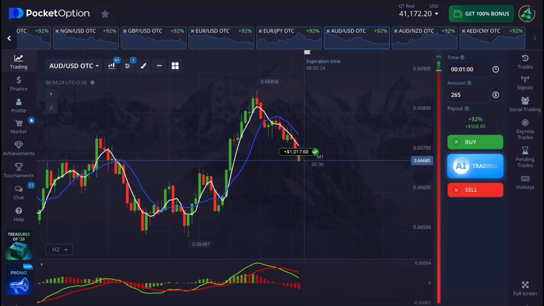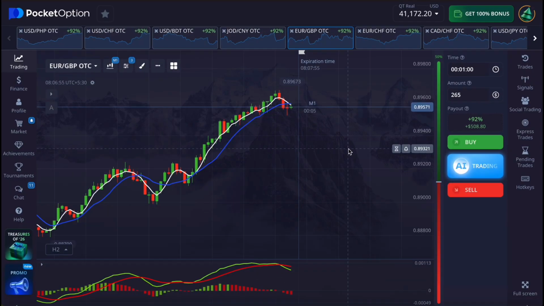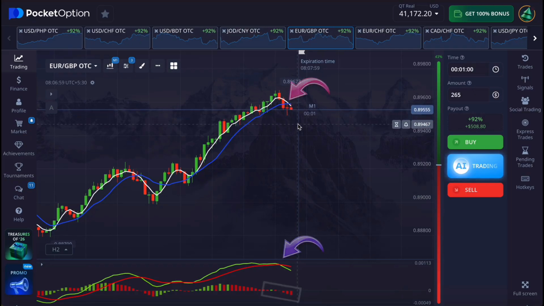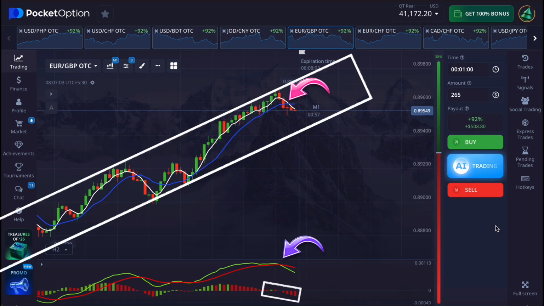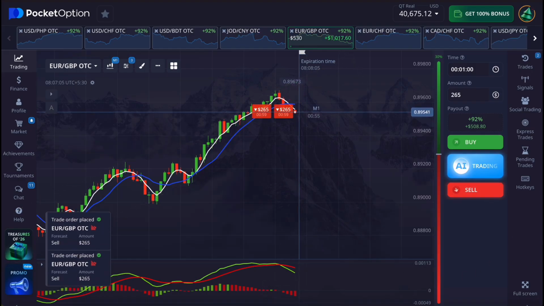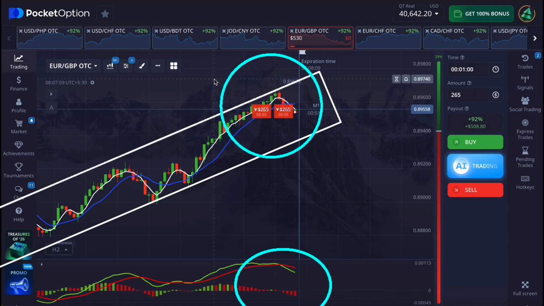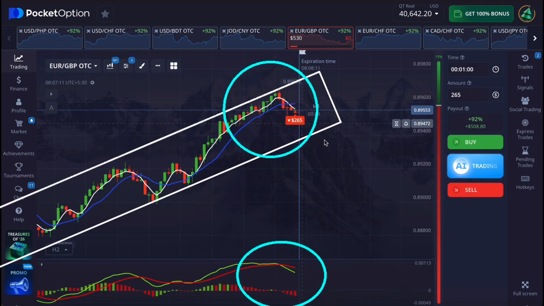Excellent, my entry here has won. So here is a completely different chart. The indicators here are giving downward signals, but the overall movement of the market is uptrend. Due to the contradiction between the market movement and the indicator's signals in this chart, I think the chances of this entry winning are low.